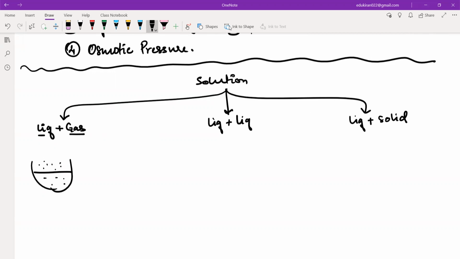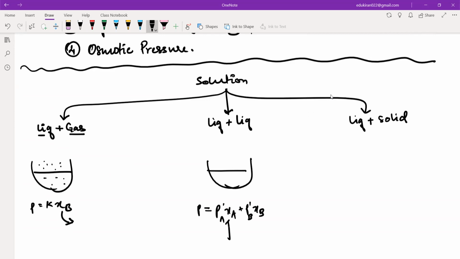And that is why Henry's law states that P is equal to Kh into chi B. That means it is dependent on the mole fraction of the gas. Now in liquid and liquid, both have almost equal escapability, yes or no? And that is why Raoult's law says that P is equal to P naught A chi A plus P naught B chi B. Here you can see it depends on both the mole fraction of solvent as well as solute.